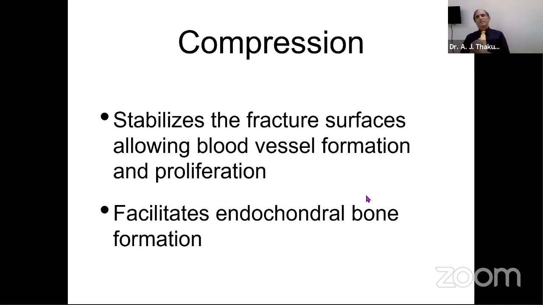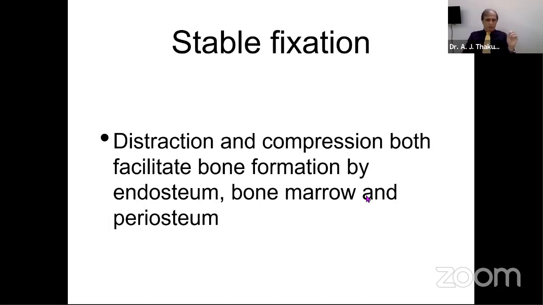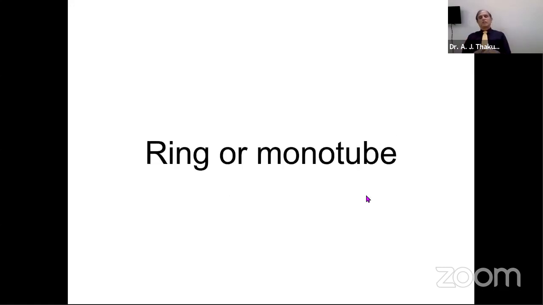So there should not be any surprise, because there are two different ways the bone is formed. The final product is the same, but the way it is done is different. So that's why we get a compression osteosynthesis, also distraction osteosynthesis. In both instances, what is important is stable fixation. Both work by distraction and compression, and both facilitate bone formation by the endosteum, bone marrow, and the periosteum. That means all three sites require stability to form bone, and that is what is required.